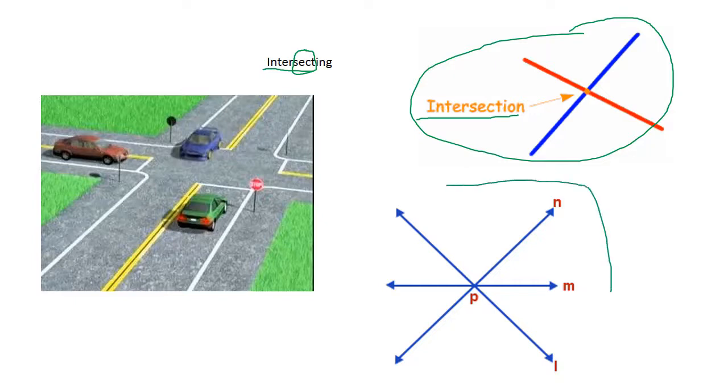It doesn't need to be just two roads. You could have three roads. So here we have road N, road M, and road L, and they're all meeting at this point, which is P. So these lines intersect at point P.